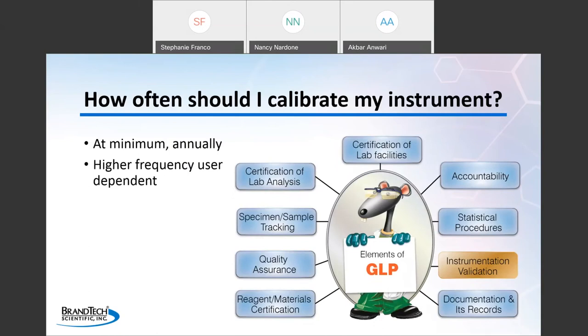Also, if the instrument is being used in such a way that might affect its performance, where it has a really high frequency of use or it's being used with really aggressive reagents, a more frequent calibration may also be warranted.